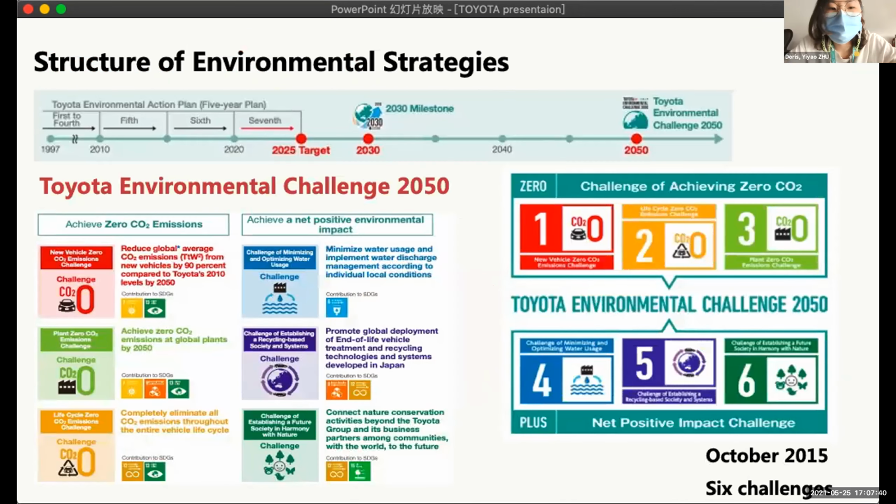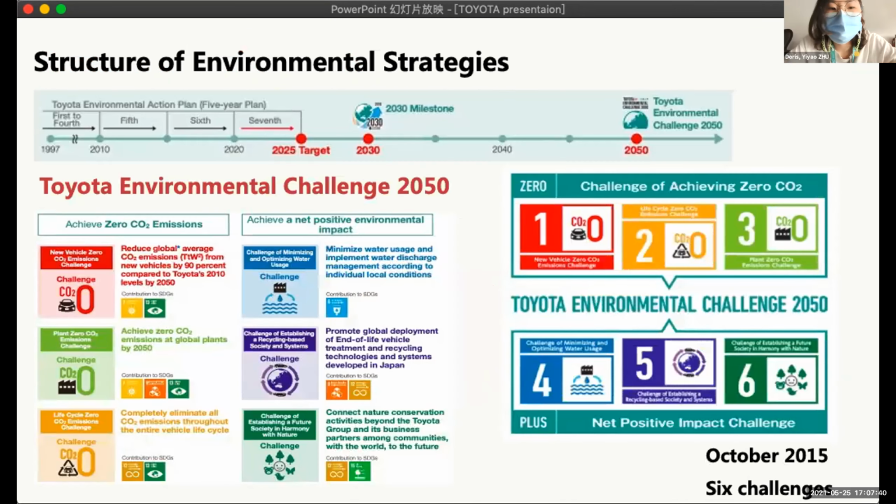In the area of environment, Toyota has a comprehensive action plan system. In 2015, the year when the Paris Agreement was adopted at COP21, Toyota announced the Toyota Environmental Challenge 2050, which aims to achieve zero CO2 emissions using electrified vehicles and renewable energy, and a net positive environmental impact, and to realize the SDGs through it.